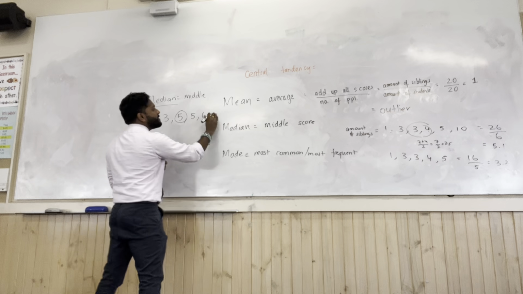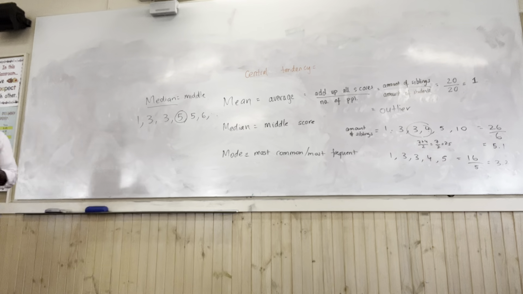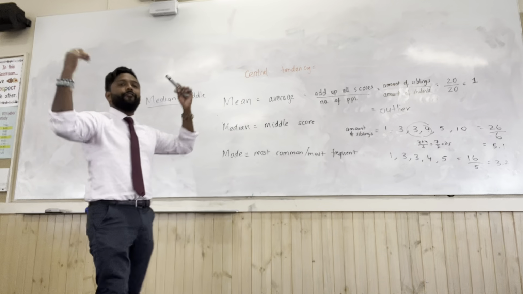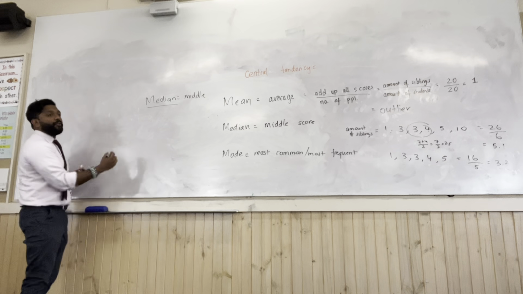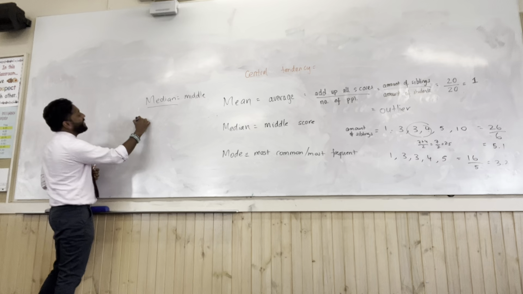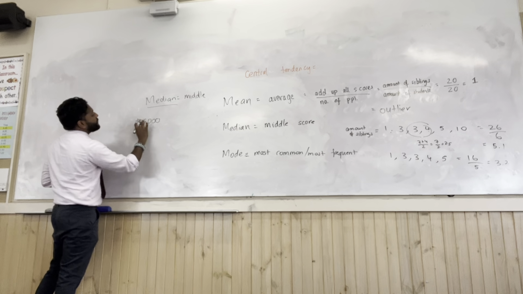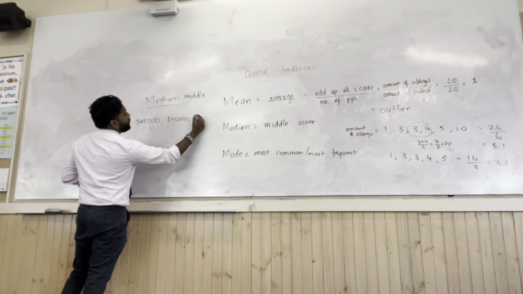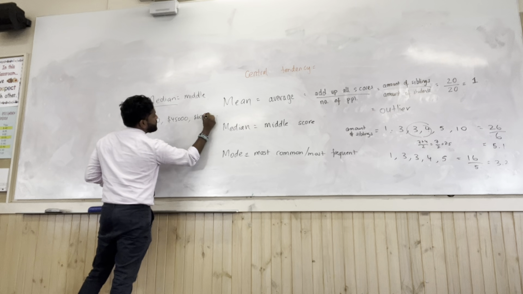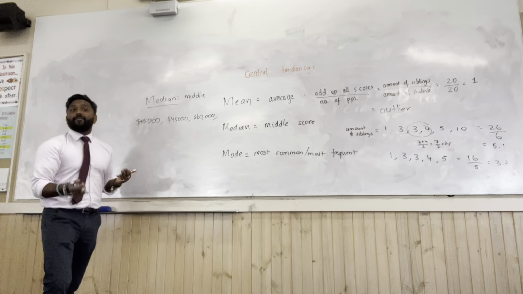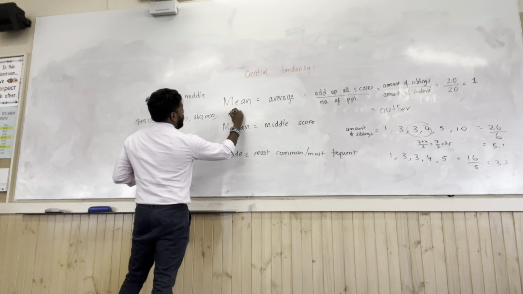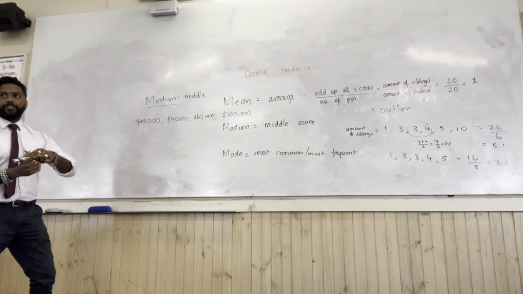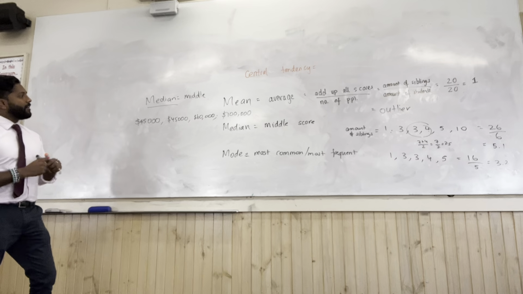I'll give you a good example of this. If I had a company and I was the CEO, let's say the CEO of FIFA, and all my employees get paid, for example, $15,000, $45,000, $45,000, and then $60,000. And then me, because I'm the CEO, I get paid $100,000.